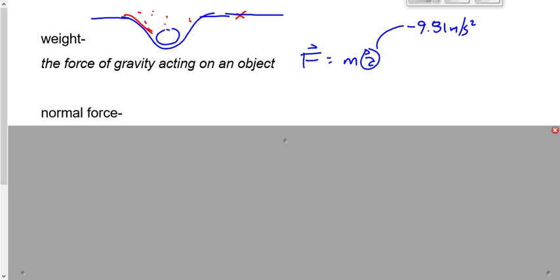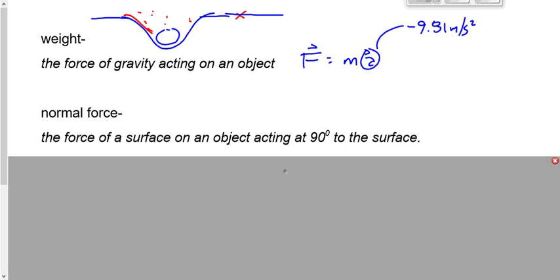The reason it feels weightless is not because my weight isn't the same. It is. My body doesn't perceive weight. My body perceives normal force. The normal force is the force of a surface acting on an object.